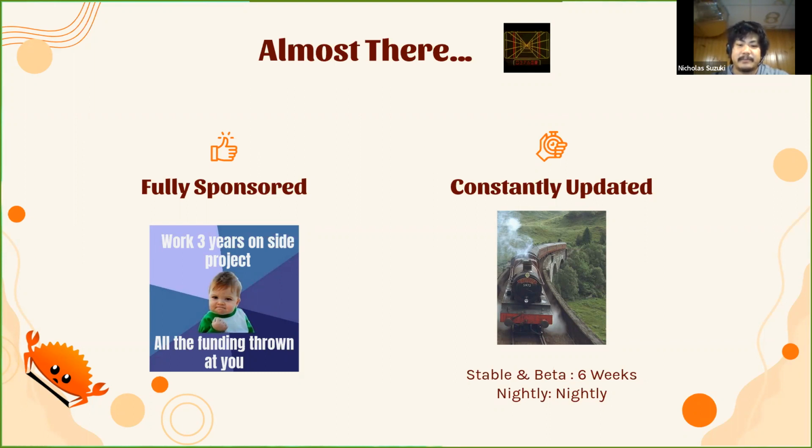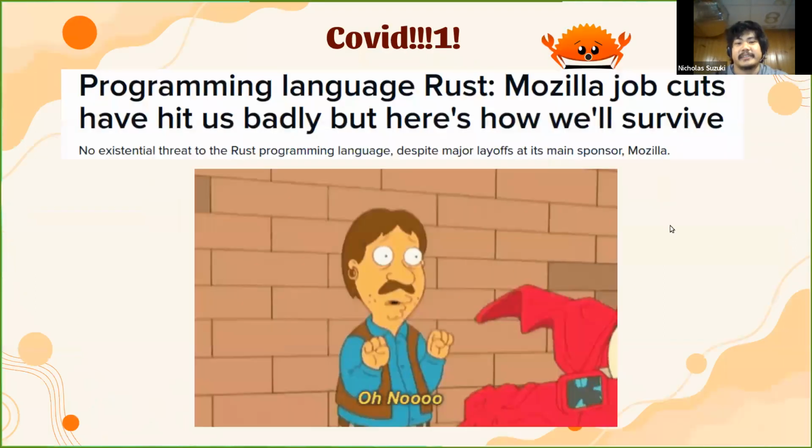Stability and backwards compatibility are 2 very important goals of the language. Rust is so backwards compatible that it's expected that if code compiles on Rust 1.0, that same code will compile on whatever the newest version of Rust may be. And things were going pretty well, but then the world changed.